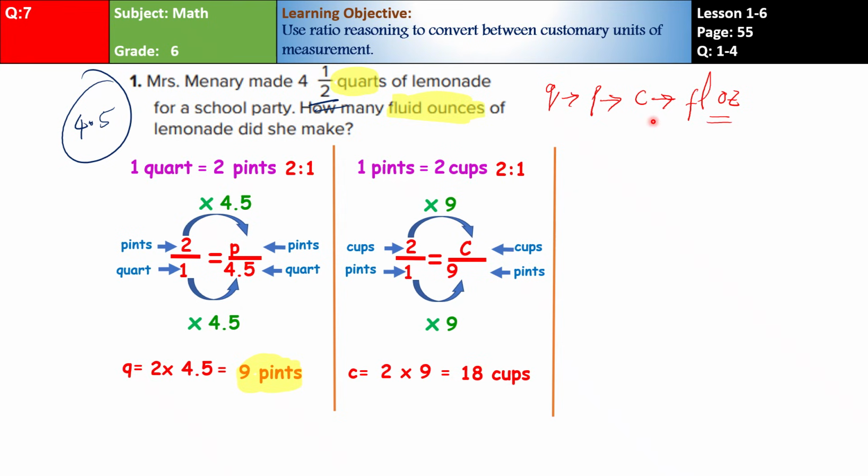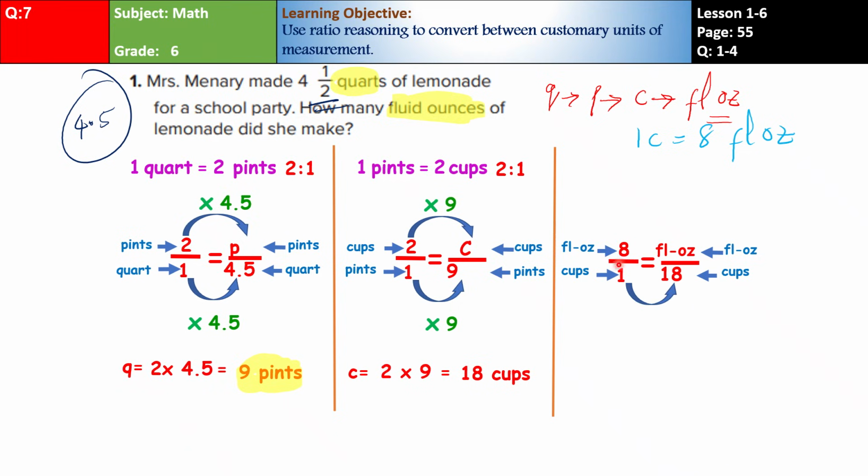Next step, cups to fluid ounces. We know that 1 cup has, sorry, 8 fluid ounces. 1 cup equals 8 fluid ounces. So what ratio do I have now? 8:1, 8/1. And then I will convert the cups into fluid ounces. 18 one time, so you will multiply 18 times 8. What is 18 times 8? I will do here 18 multiplied by 8.